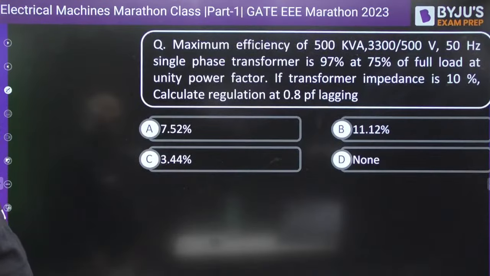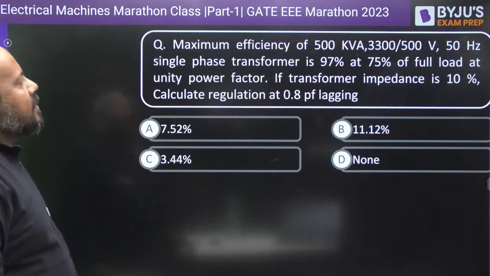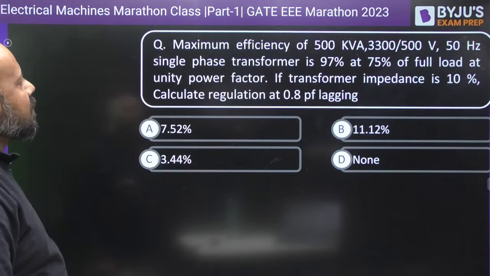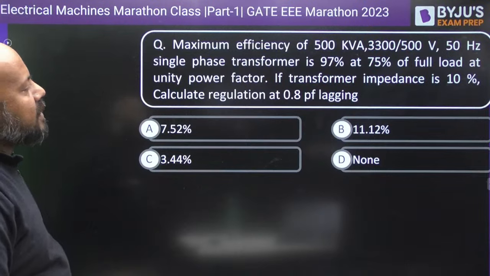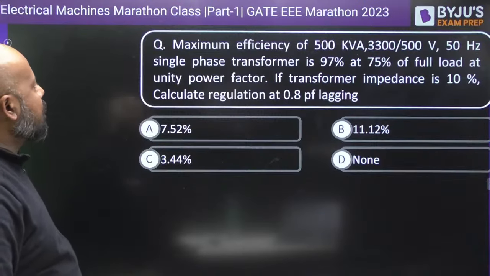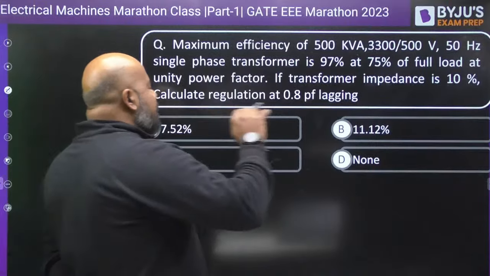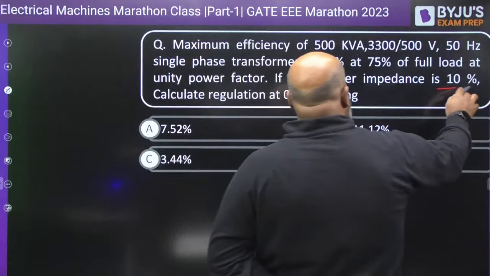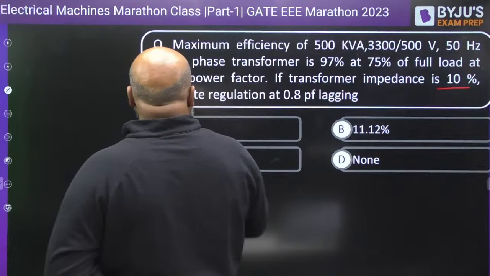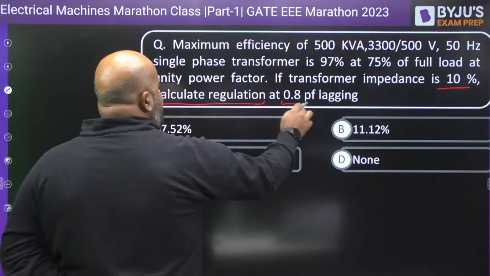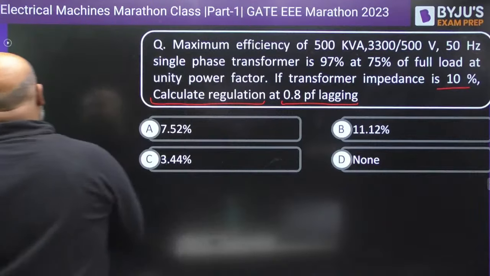See the question. Maximum efficiency of a 500 kVA, 3300/500 volts, 50 hertz single phase transformer is 97% at 75% of the full load at unity power factor. If the transformer impedance is 10%, calculate the voltage regulation at 0.8 power factor lagging.